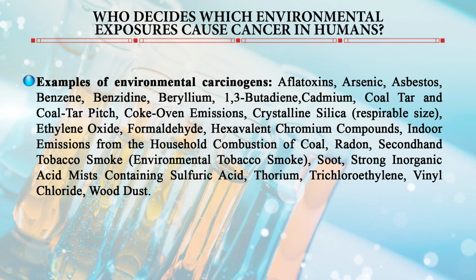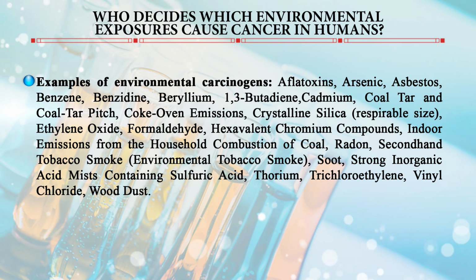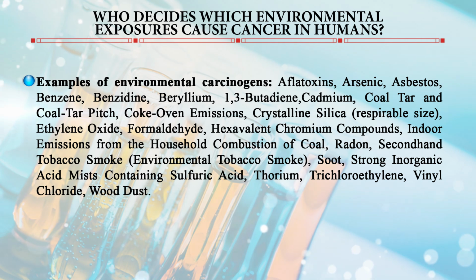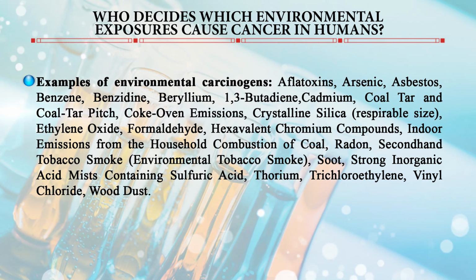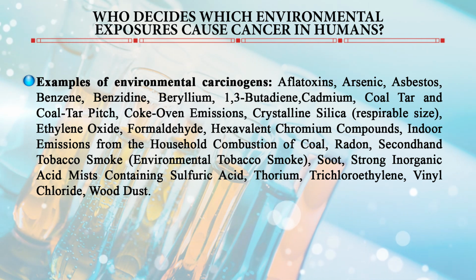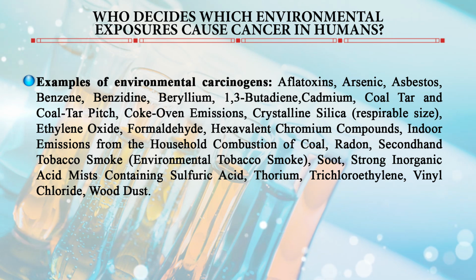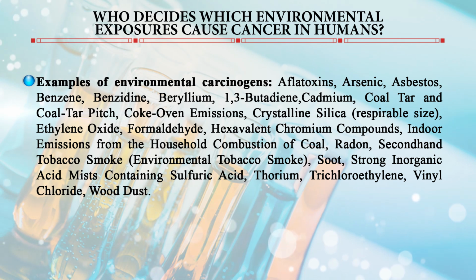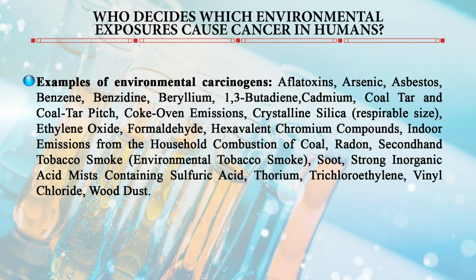That means somebody is smoking, and if we are present in that vicinity, that is secondhand tobacco smoke, the environmental tobacco smoke. We can also consider soot, strong inorganic acid mist that contains sulfuric acid especially, thorium, trichloroethylene, vinyl chloride, and wood dust. There are a number of examples, but these are the most important chemicals which we will normally come across.